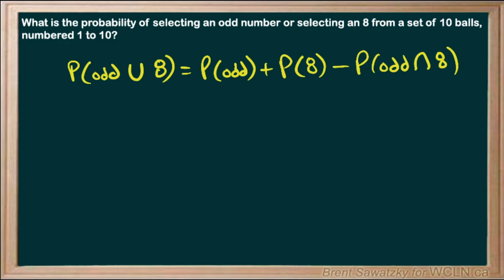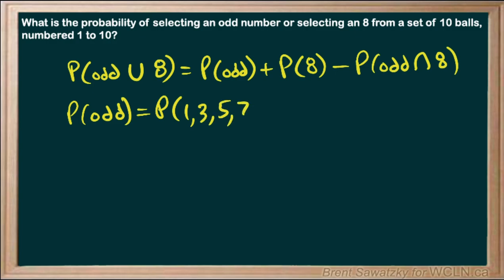So first of all, let's piece this together. What would the probability of choosing an odd numbered ball be? Well, let's just think about that. The odd numbers would be 1, 3, 5, 7, and 9, right? So 1, 2, 3, 4, 5. 5 out of a total of 10 balls, so 10 possibilities, and we could reduce that down to 1/2. Okay, so we've got that.